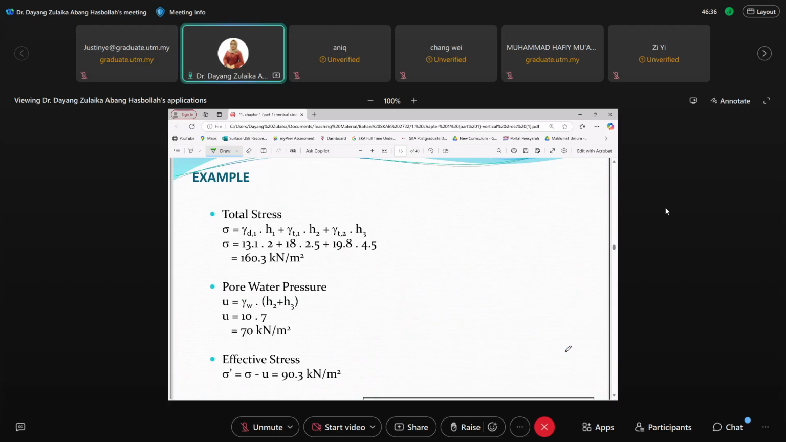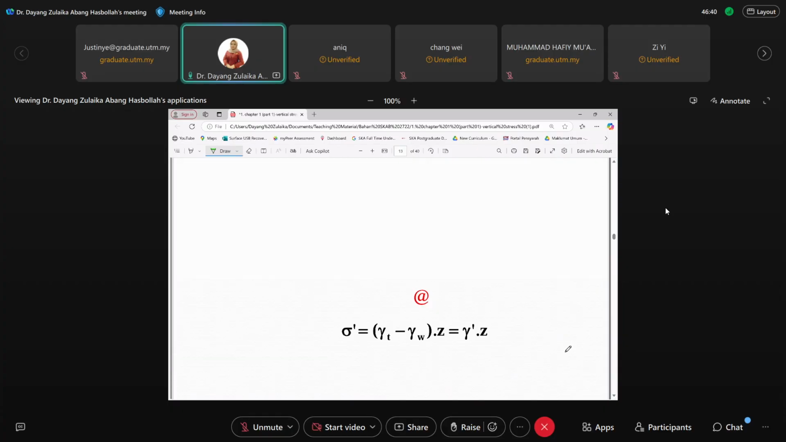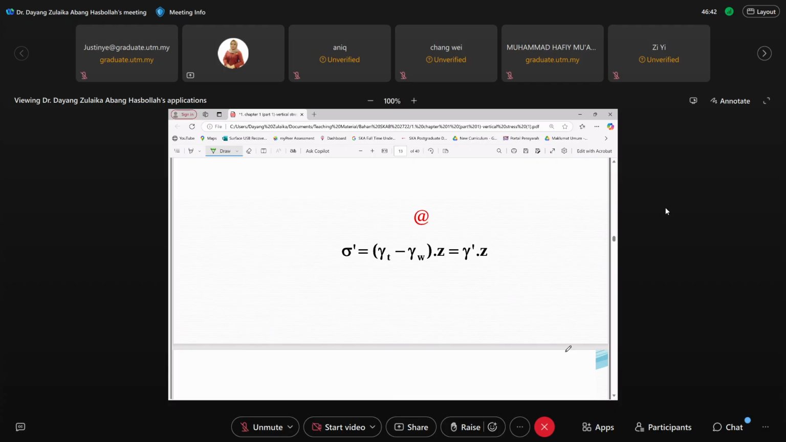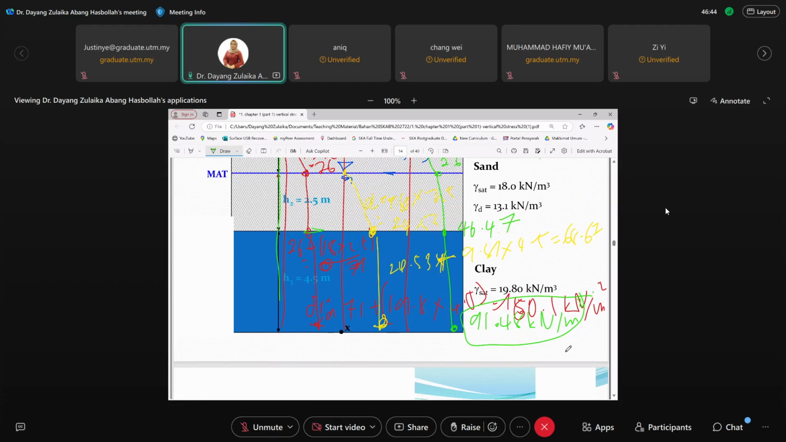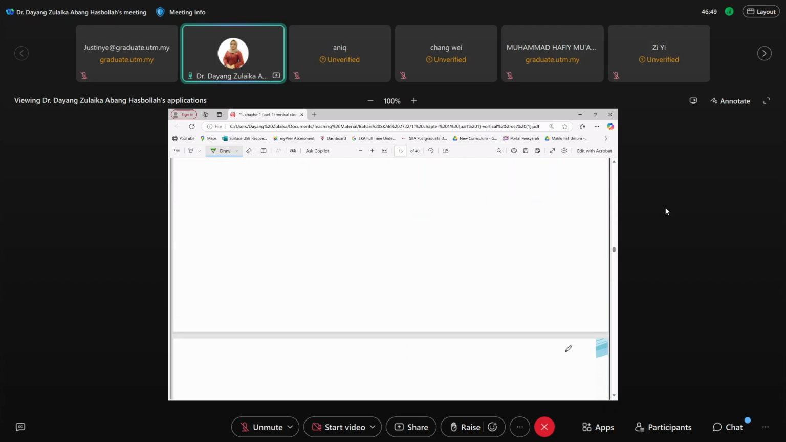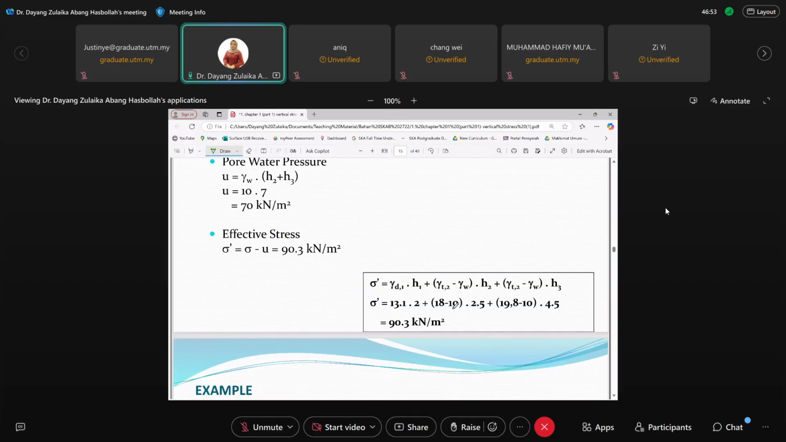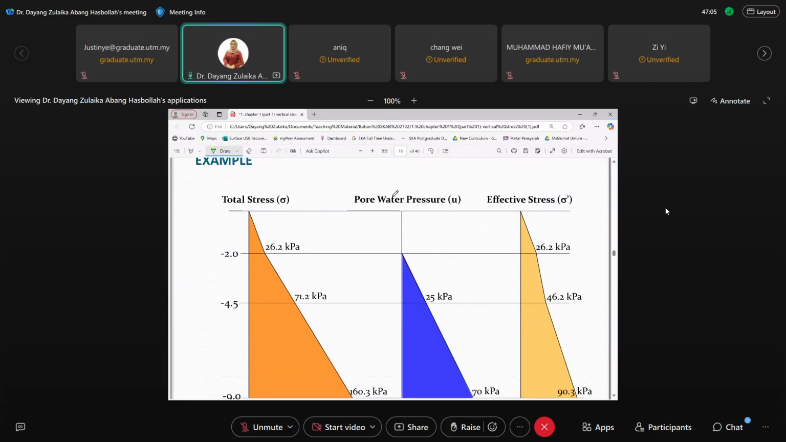So the answer will be a bit slightly different from our calculation. We get 91.48. From the example, you get 90.3. Why? Because they are using 10 for the unit weight of water in the water pressure. But roughly the calculation is the same. It's just they use a different unit weight.